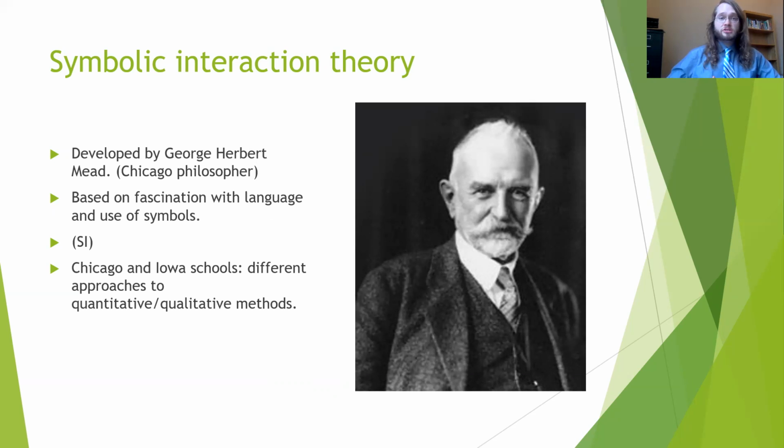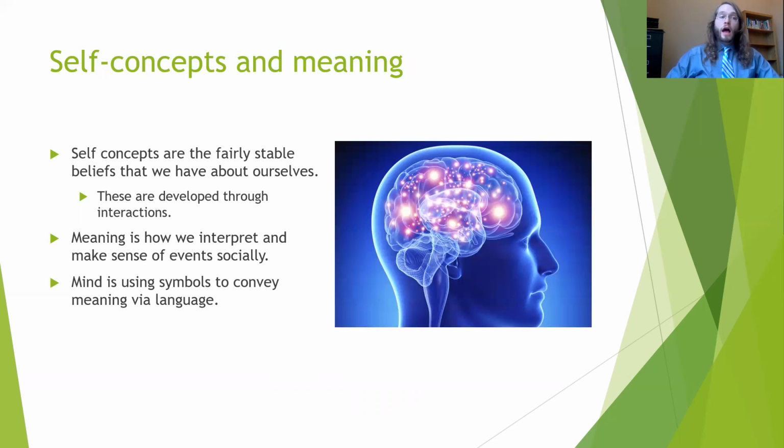You'll notice through reading this chapter that there are two different schools of thought that help to develop the theory. The Chicago school that's more focused on qualitative and interpretive approaches, and the Iowa school that's more focused on quantitative, numbered, data-driven approaches. But both help to develop this theory over time. A core idea here in understanding and making sense of the symbolic interaction theory is the idea of a self-concept.